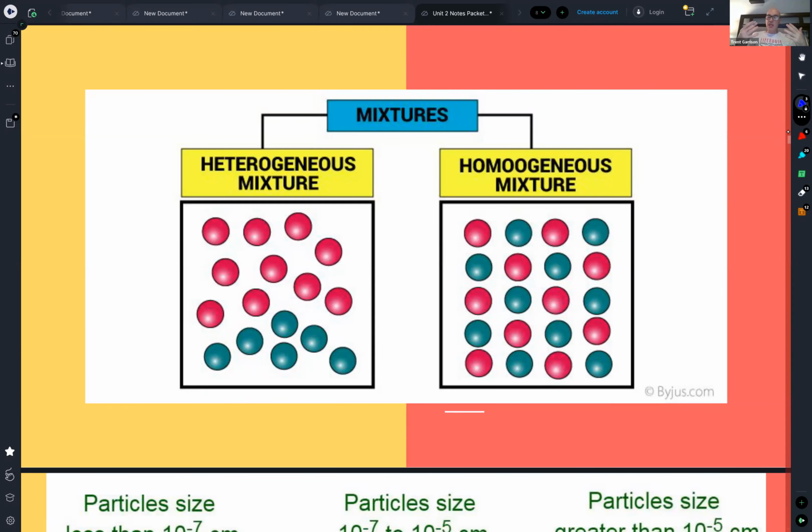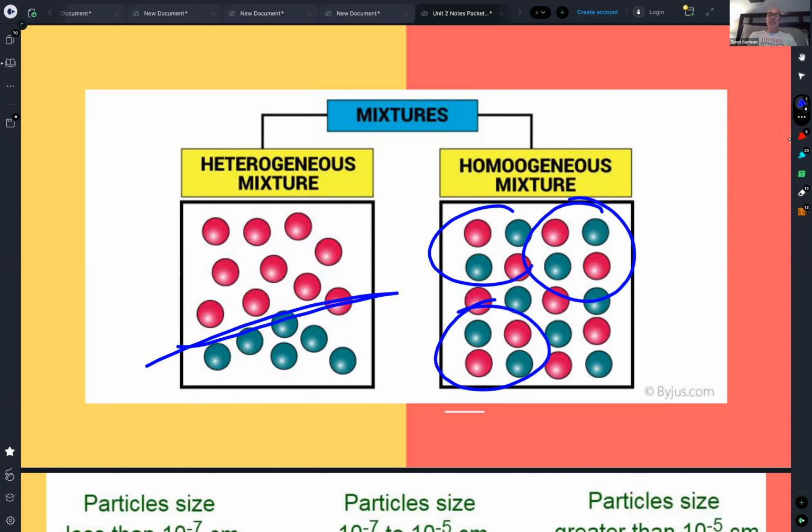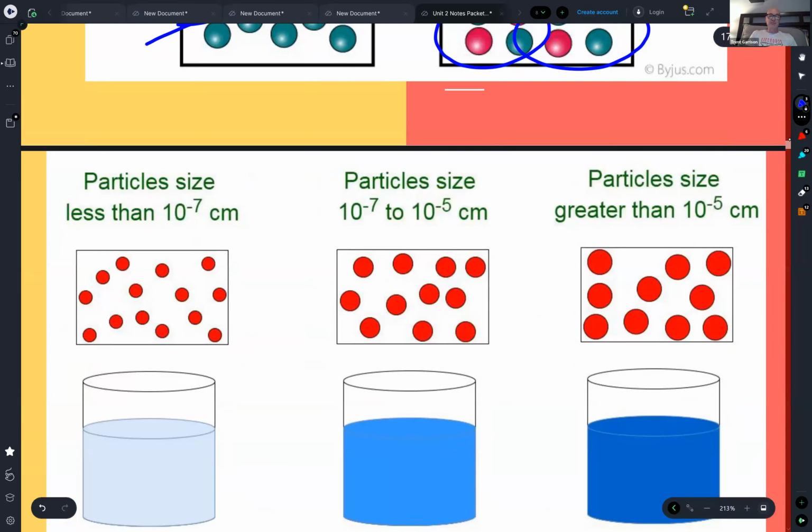Reiterating this now with a more atomic scale model. Again, this is what the AP likes for you to be able to draw and be able to distinguish. Heterogeneous this time is on the left, and you notice it is quite easy to separate one material from the other, as opposed to the homogeneous on the right. It is evenly distributed. No matter where I take my sample, I will get an even distribution of the same amounts of the 2 materials.